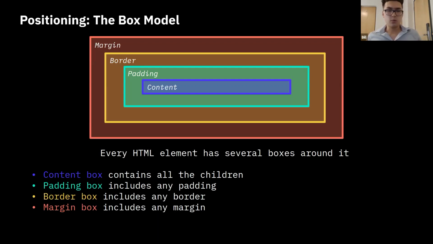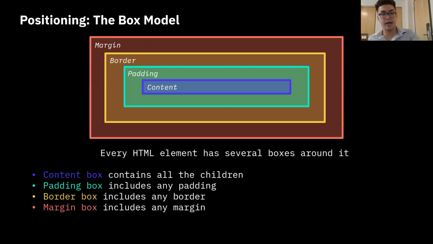So you start with the content box, that's the innermost box, and that just contains all the children. So everything that's in between those tags takes up the content box. If there's nothing in between the tags, a lot of the time the content box is just going to be completely empty. Right outside the content box, we have the padding box. That just includes, obviously, the content box plus any padding, and we'll talk about what padding is in a second. And then we have the border box.